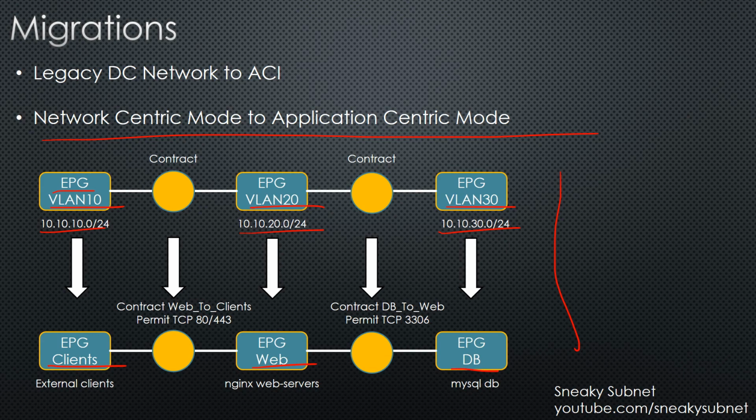And as I mentioned earlier, in order to migrate to application-centric mode, you need to understand all interconnections between endpoints. For example, a web server talks to database servers over TCP 3306, and web clients talk to web servers over TCP 80 and 443. Tools like Tetration can help you build these so-called application dependency mappings.